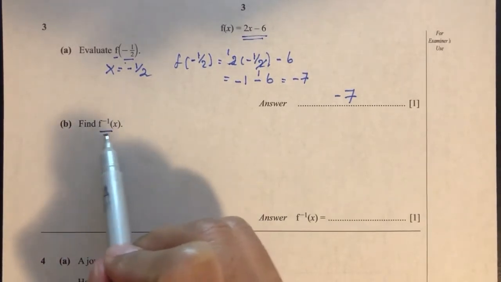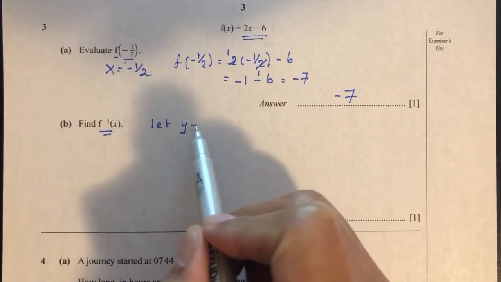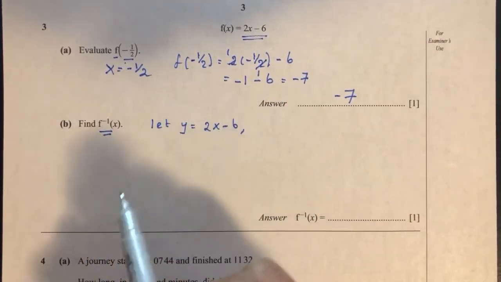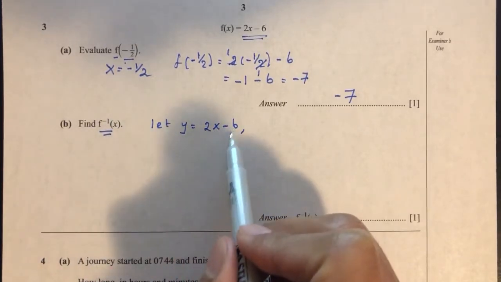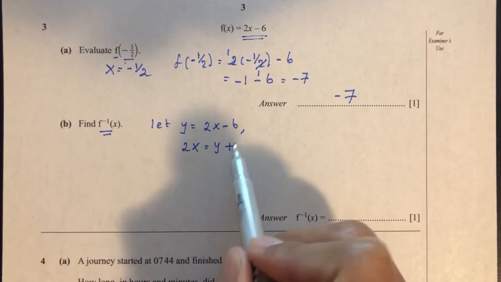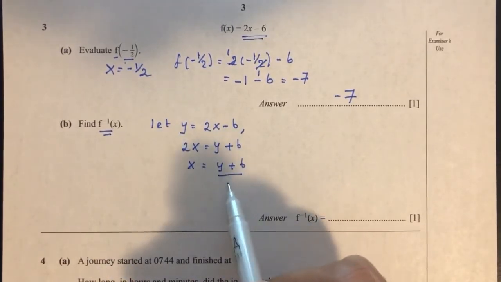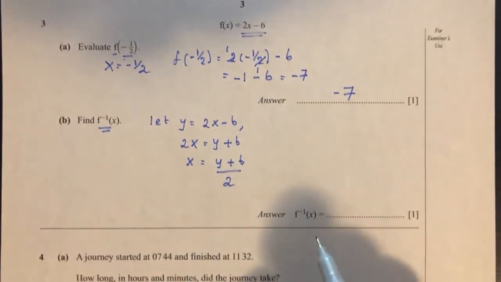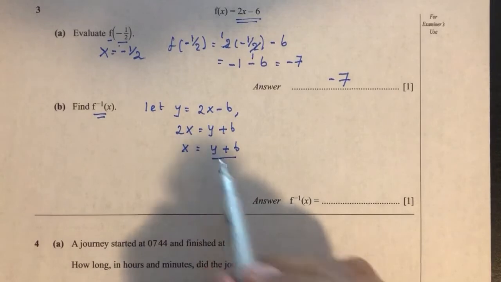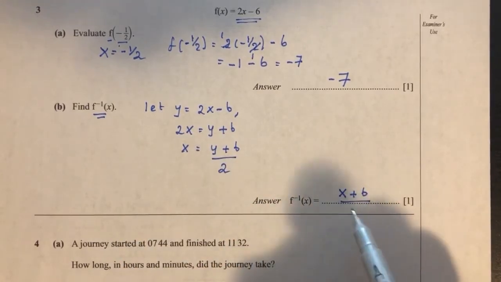Now let's find the inverse of the function. The first thing we do is let y equal this function. Now we make x the subject of the formula. So we send this number over. We have 2x equal to y plus 6. So x equals y plus 6 divided by 2. So the inverse will be this function, but we have to replace y by x. So we have x plus 6 divided by 2.